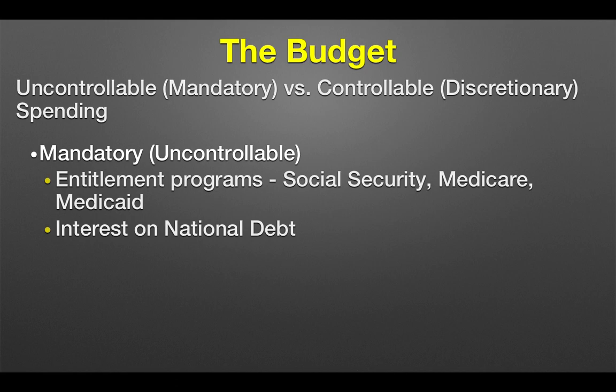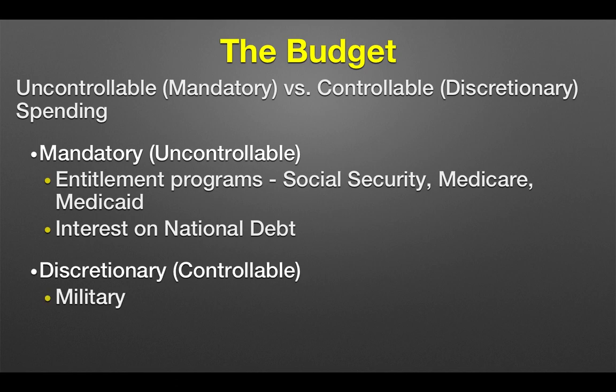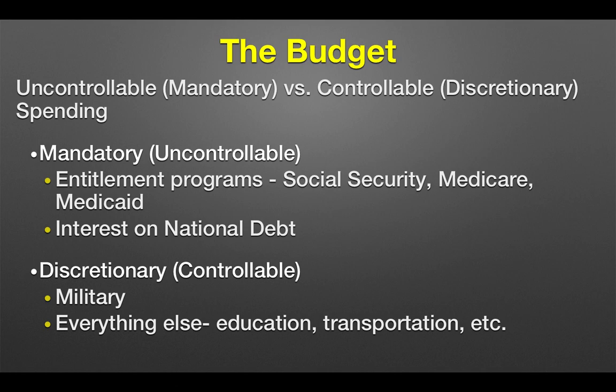So we might want to cut spending on social programs and everything, but those are laws. Those are put in place. So unless those laws change, we have to spend those. Discretionary spending, on the other hand, is things like the military and everything else, like education or transportation. Those are things that each president can spend more or spend less depending on their foreign policy, depending on their view of education and such.